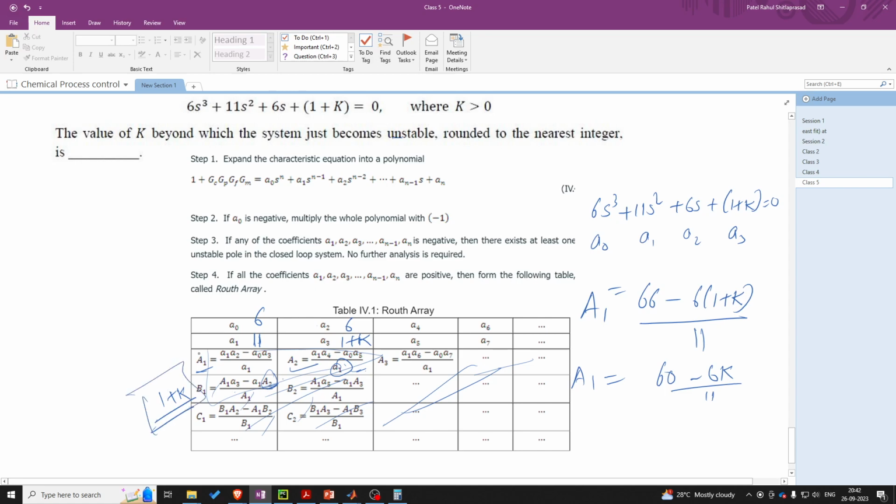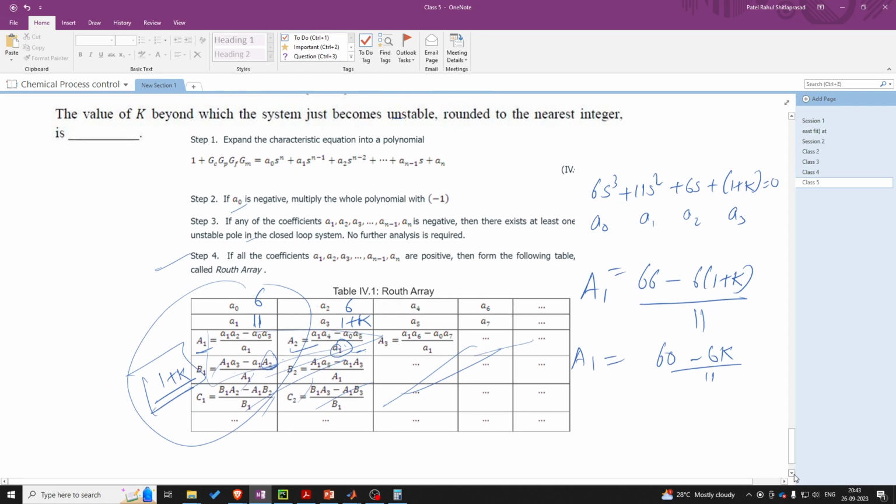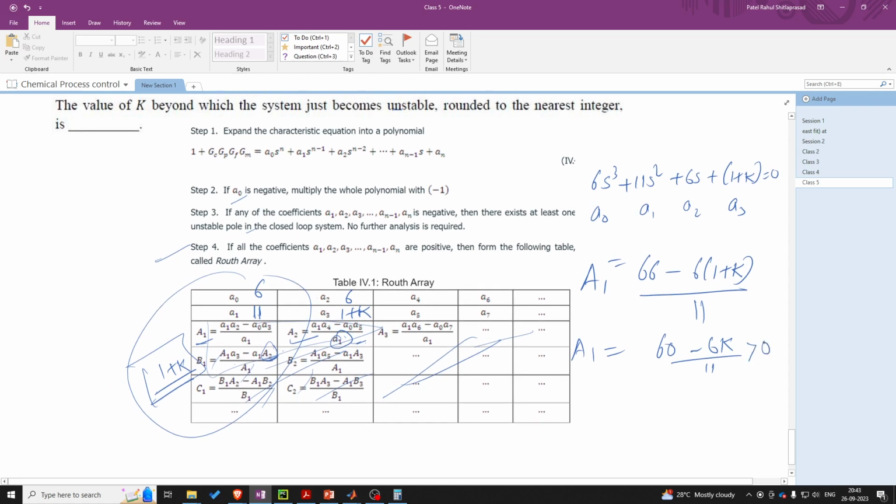And we studied from the criteria that a0 was already positive, then each of these terms need to be positive. That means we need to look into this first column of the array. So all these terms need to be positive. So 6 and 11 are already positive. So this term should be greater than 0, as well as 1 plus k should also be greater than 0. So using this, we can write that 60 minus 6k should be greater than 0, or k should be greater than minus 1.